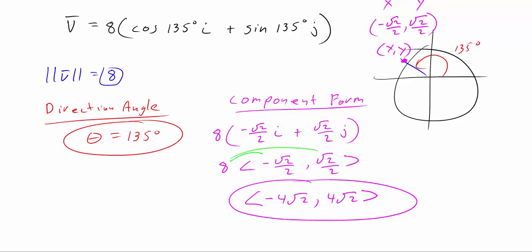So once again, it's going to be the vector that we have over here, but it's going to have a magnitude of 8. So this particular vector then is going to go out so that it has a length of 8 units.